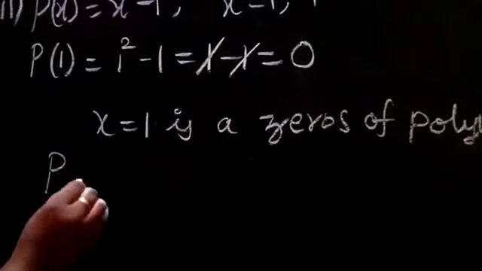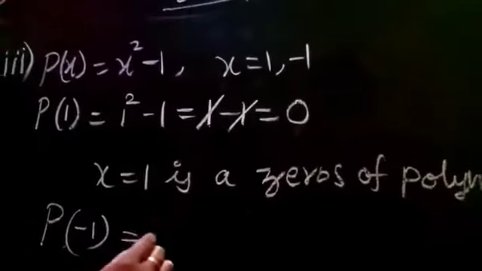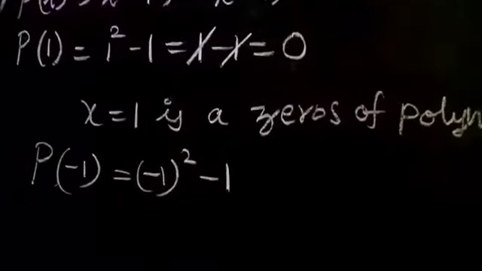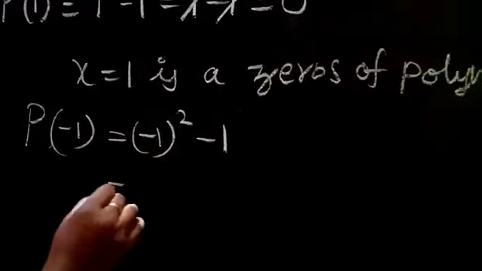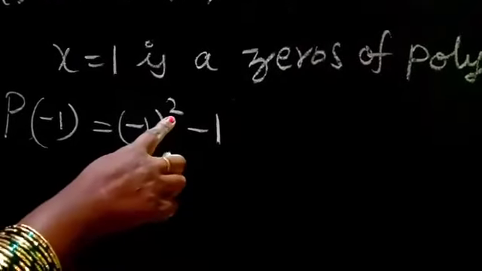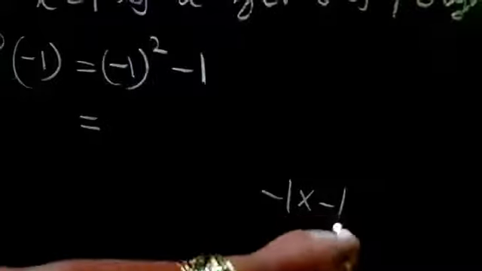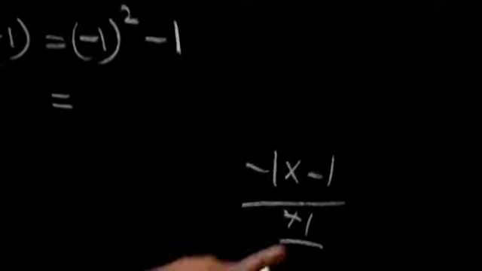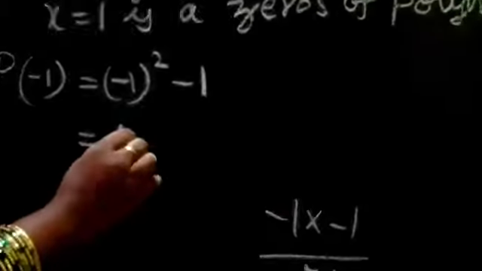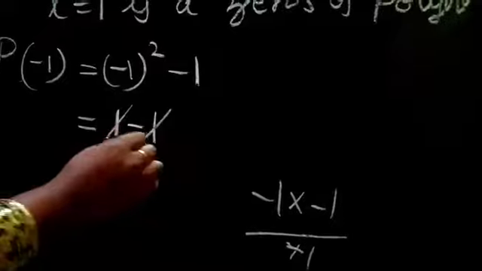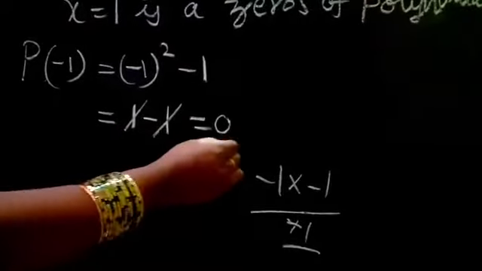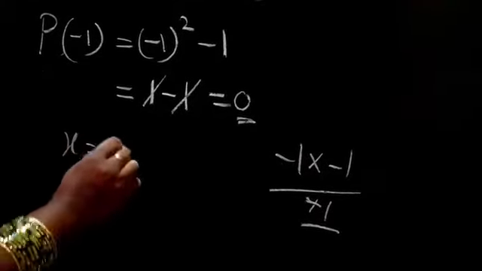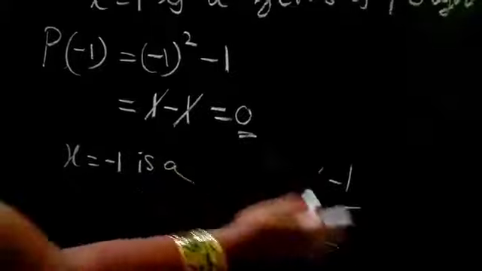Next we are going to apply minus 1 in x place. So here minus 1 the whole square and minus 1. If you multiply 2 times, minus 1 into minus 1 will get plus 1, because minus into minus is plus, 1 into 1 will get 1. So plus 1 minus 1. Here also it will get cancelled, will get 0. When we get 0 as value, so x equal to minus 1 is a zeros of polynomial.